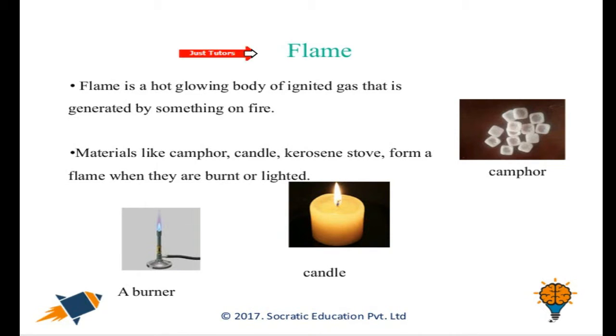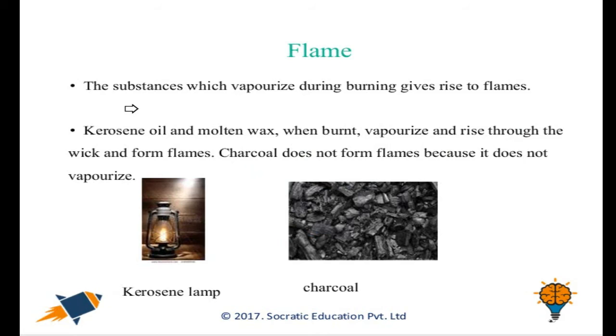Now, a flame is a hot glowing body of ignited gas that is generated by something on fire. Materials like camphor, candle, and kerosene stove form a flame when they are burnt or lighted. The substances which vaporize during burning give rise to a flame. Charcoal does not form a flame because it does not vaporize.